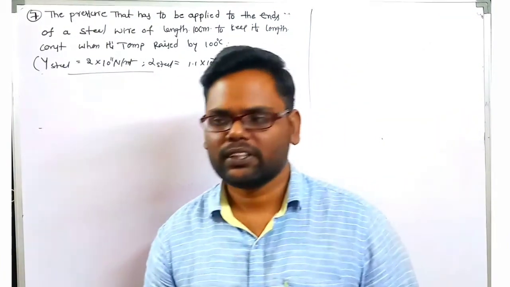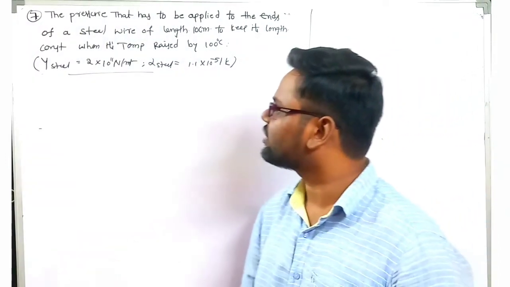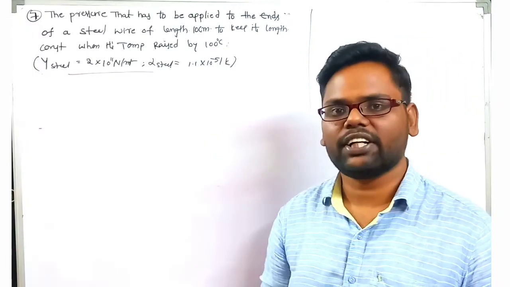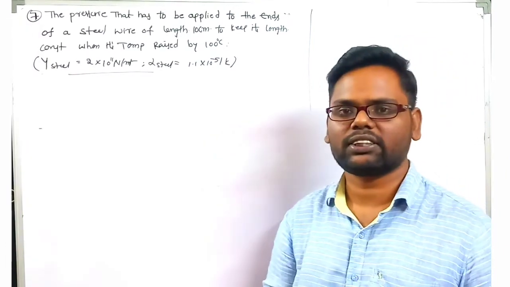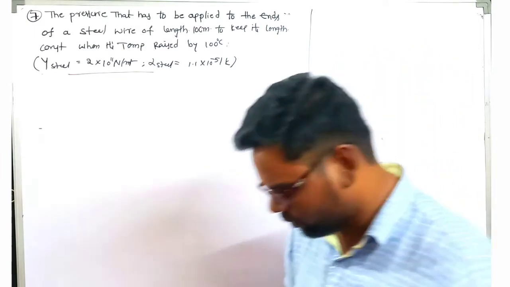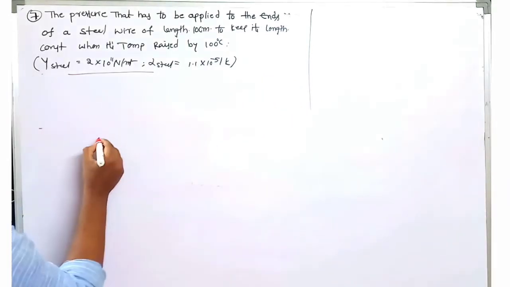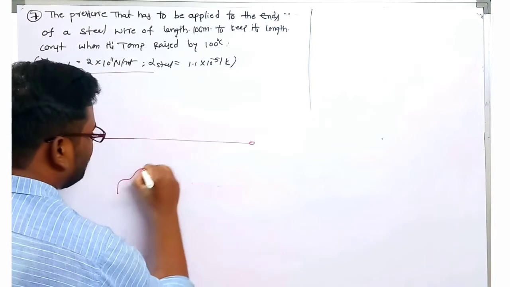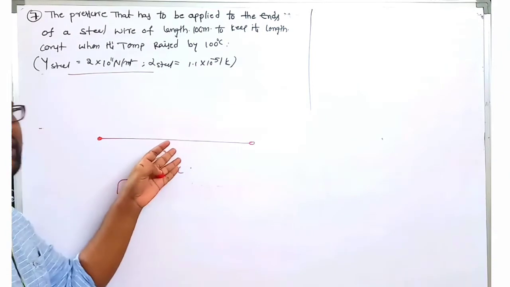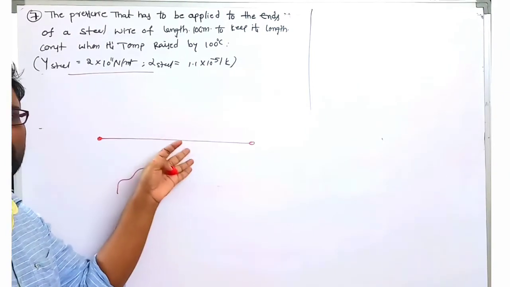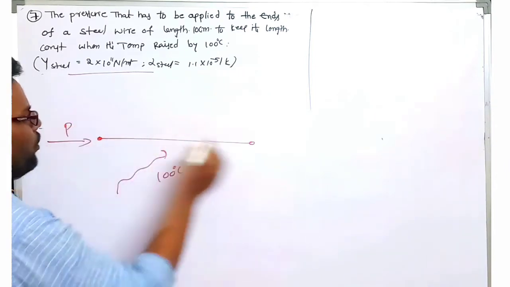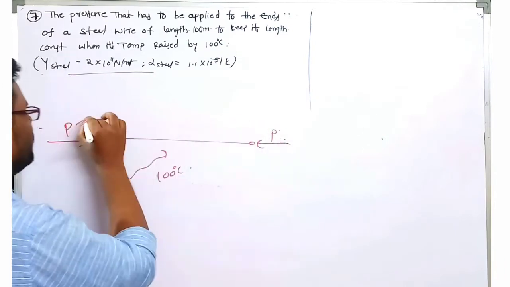Alright, so the next illustration: what is the pressure that has to be applied to the ends of a steel wire of length 10 centimeters to keep its length constant when its temperature is raised by 100 degrees Celsius. Right. So by raising the temperature by 100 degrees Celsius, to keep the wire length constant, how much pressure has to be applied to the ends of the wire? This pressure we need to find.